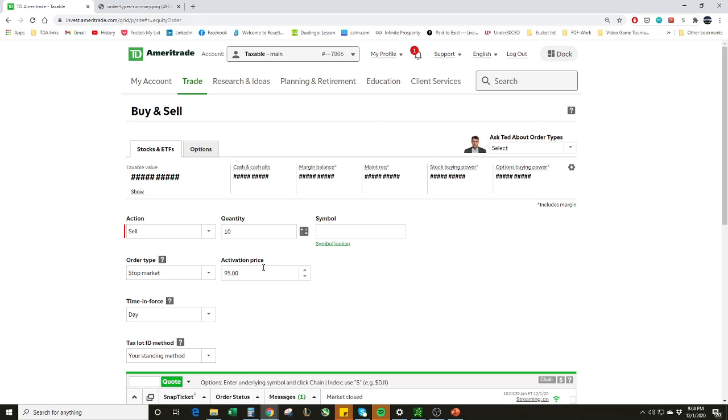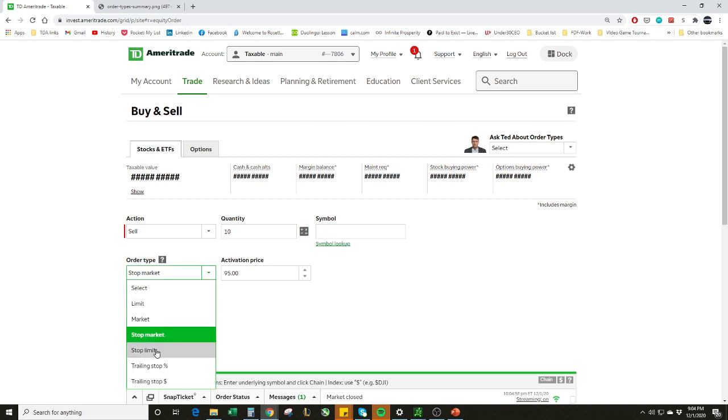And so in this case, earnings goes bad, Trump tweets, any sort of news that forces the stock to fall. During market hours, we would be triggered at $95 to sell our 10 shares and get out of the market.